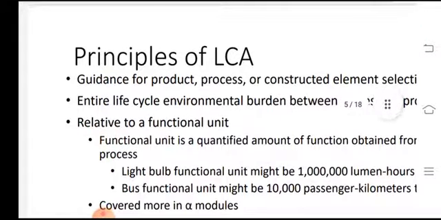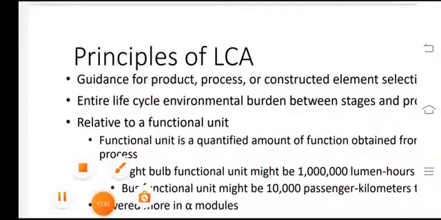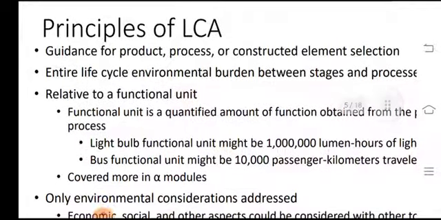Now, what are our principles of LCA? Guidance for the product, process, or constructed element selection. So first of all, guidance for product, process, element selection. We need to have a clear description of what is called an element. Then for any product there will be a specific unit which will be declared as an element.